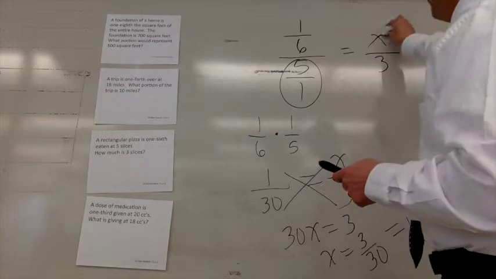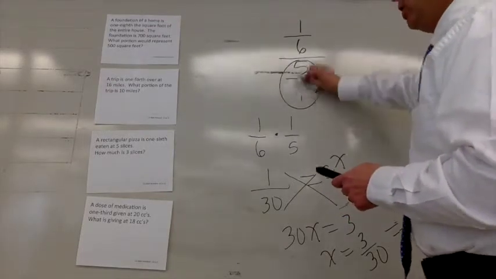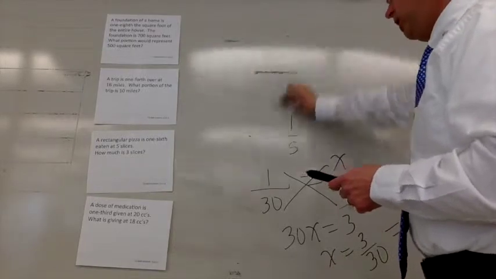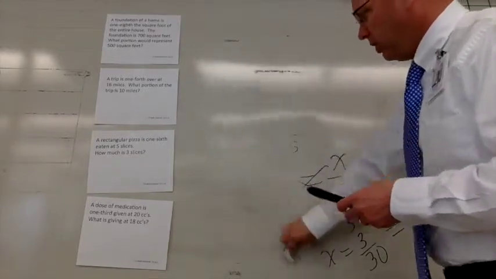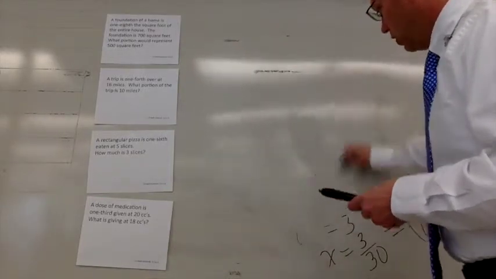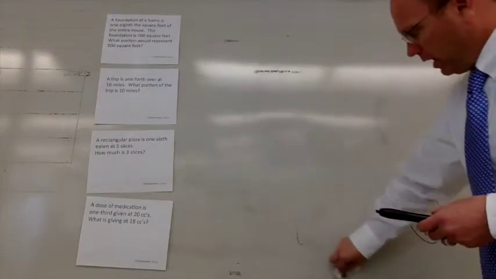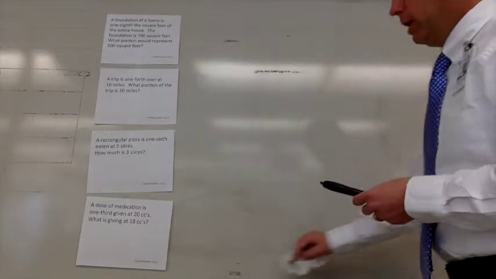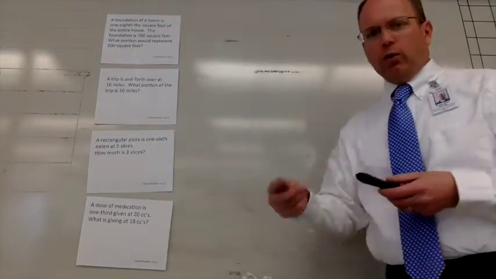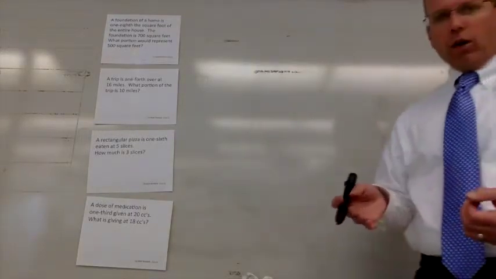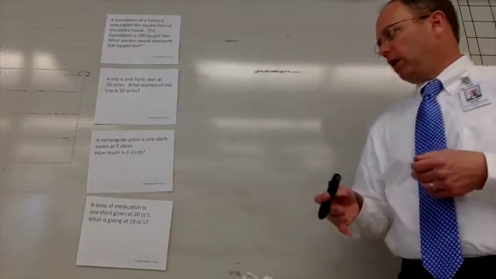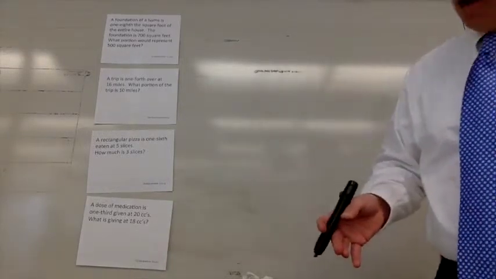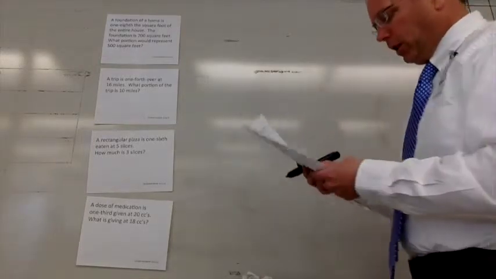Final question of this section talks about the medication. Dose of medication is 1/3 given at 20 cc's. What is given at 18 cc's? So the situation in the story problem is you are going to give a patient a certain amount of medication. And so if I gave 20 cc's, that's going to be 1/3 of the medication that needs to be given. But we want to know if at 18 cc's, what fraction of our numbers are going to be there.